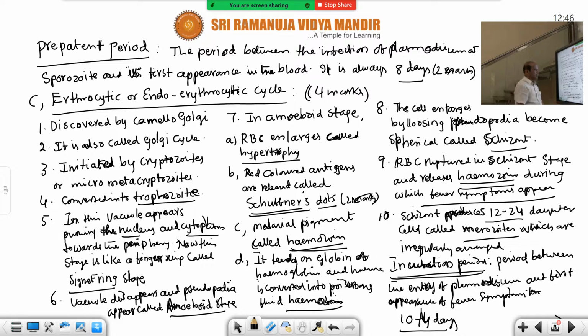8 days is the pre-patent period of the parasite, which I have already written here. So these two are 2 marks questions. See how many 2 marks questions and 4 marks questions there are in this essay question. The essay question is completed. Tomorrow I will draw the diagram of all these stages: describe the life cycle of Plasmodium in man with the help of a diagram.